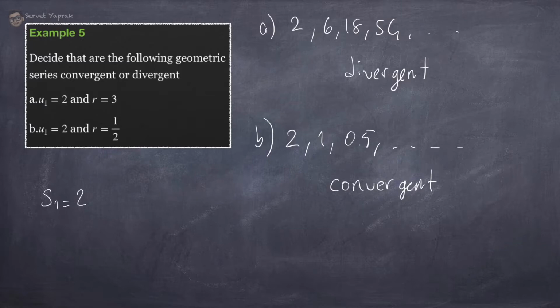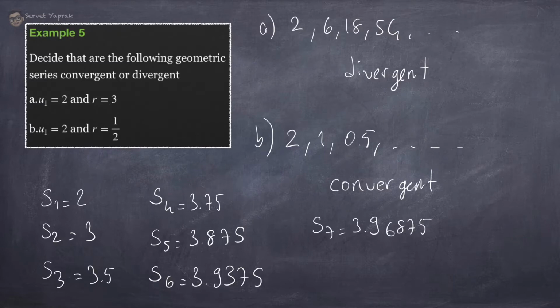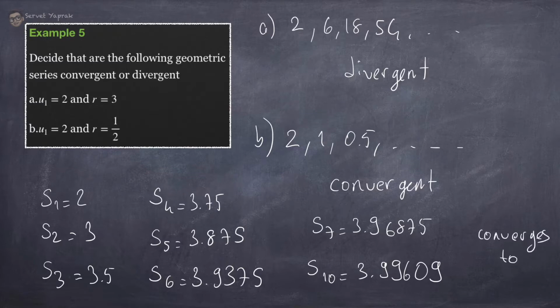So if you look at the sum of one term, it is 2 because the first term is 2. Sum of first two terms is 3. Sum of first three terms is 3.5. Sum of four terms is 3.75. Sum of first five terms is 3.875. 6 terms, 3.9375. 7 terms, 3.96875. And 10 terms, 3.99609. So as you can see, it approaches, actually converges to 4. So it's a convergent series and it converges to 4.